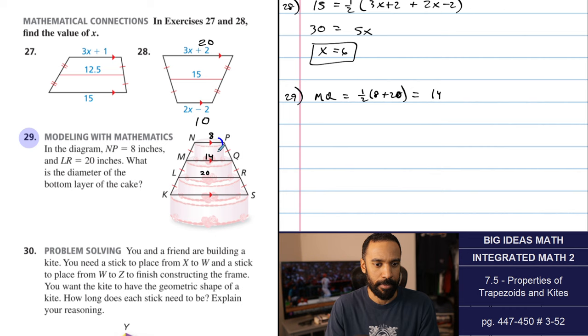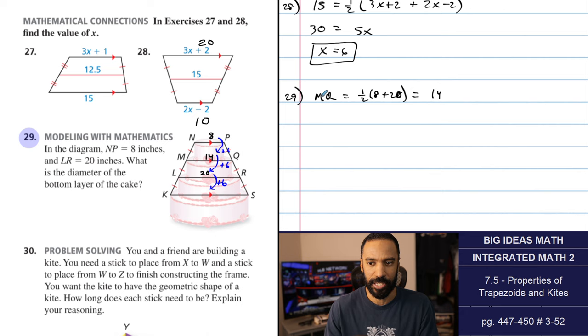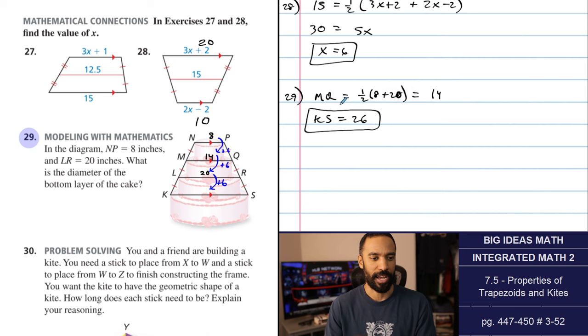This is adding 6 each time to keep that consistent flow. Plus 6, plus 6, plus 6. I mean, we could do the average talk all that we want, but the point was we had to find 14 to make this work. That's all. So KS will be 26 units in length. Whether you do the average bits or not, KS is 26.